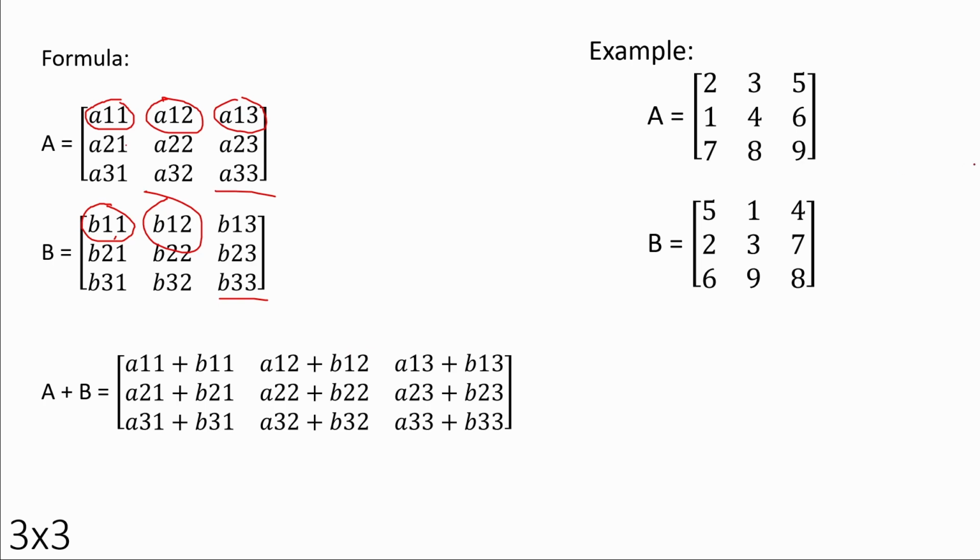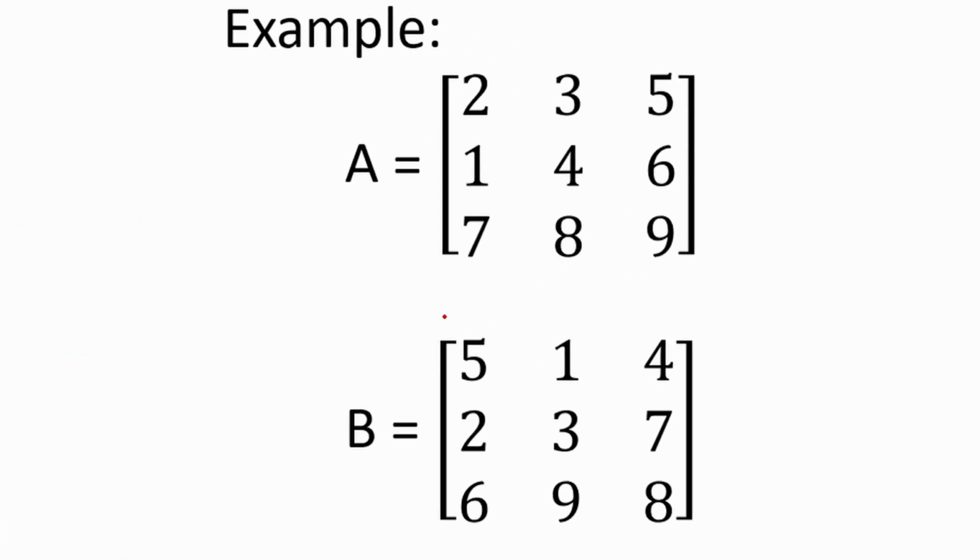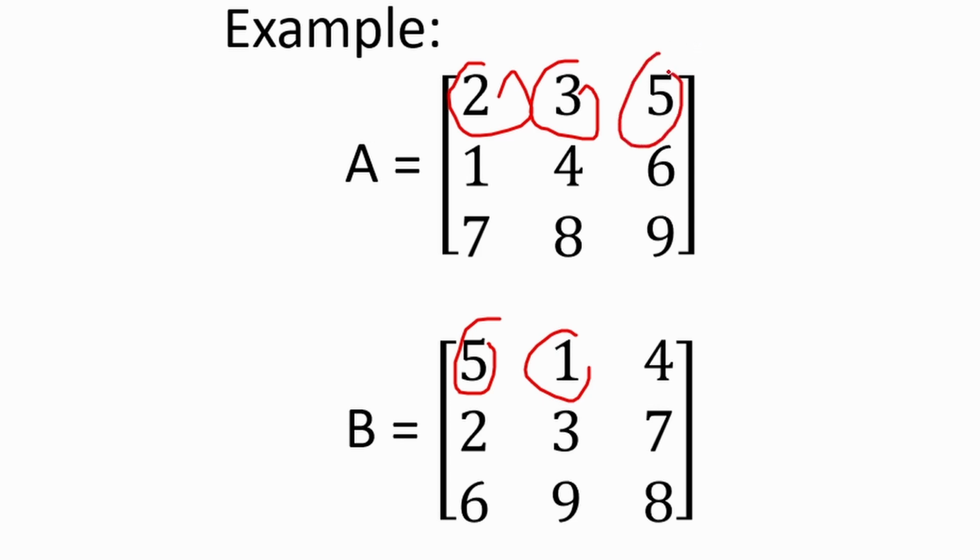And also let's just see the example real quick. This is two matrices of 3 by 3, and all we need to do is just do 2 plus 5, 3 plus 1, 5 plus 4, and then 1 plus 2, 4 plus 3, 6 plus 7, 7 plus 6, 8 plus 9, 9 plus 8.